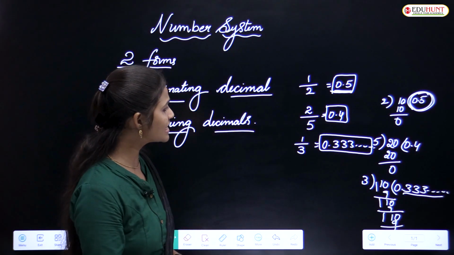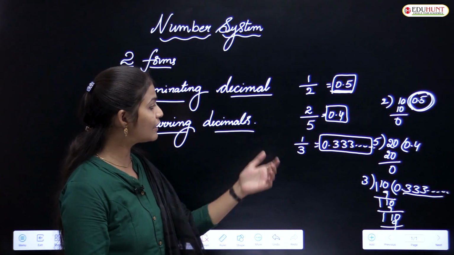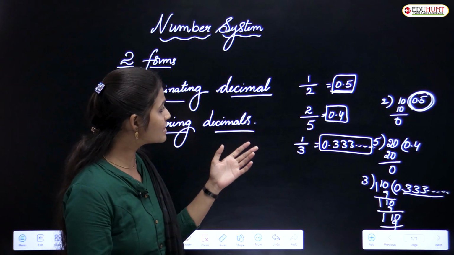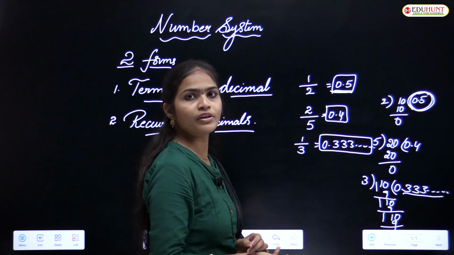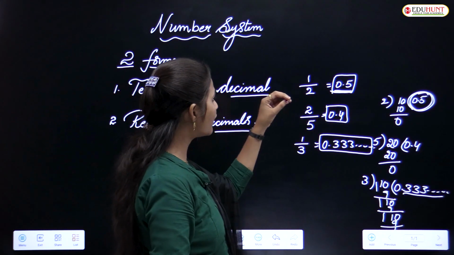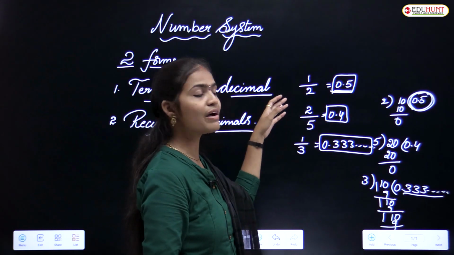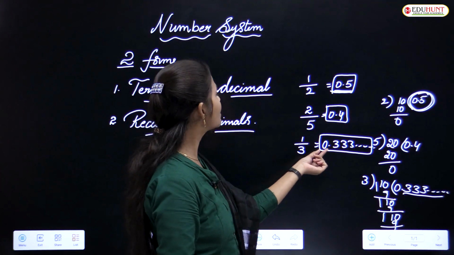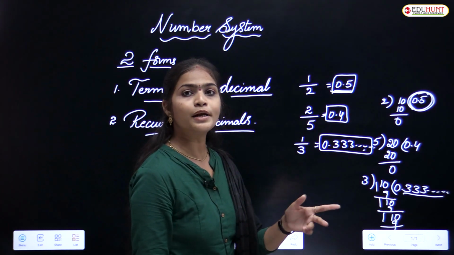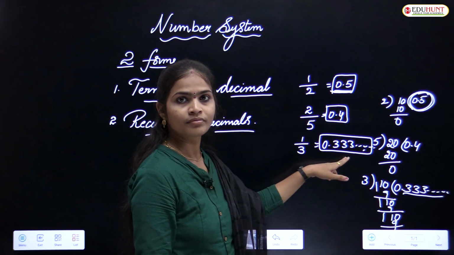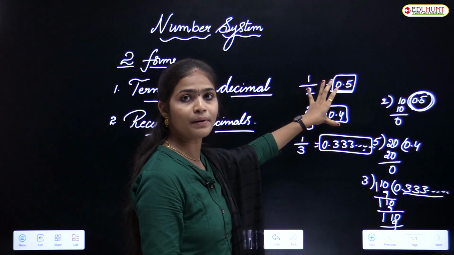Did you observe any change here? Any difference between those three fractions, or in those three quotients? Just observe that here after 0.5 nothing is there. So 0.5 only, that is the value of 1 by 2. And here 0.4 only, that is the value for 2 by 5. But when you observe 0.333 and so on, did you observe any end point? End points are not there in this decimal form. But do these two have end points or not? Yes, of course, these two have an end point in the decimal part.